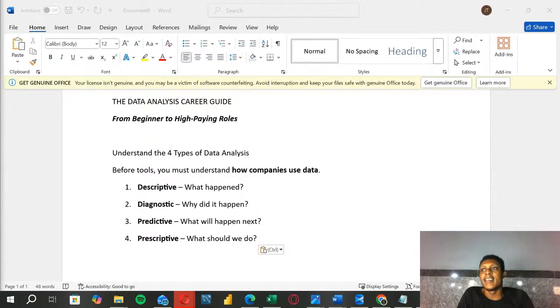Like I said, the first one, the descriptive analysis, what happened; the diagnostic analysis, why did it happen; the predictive analysis, what will happen next; then the prescriptive analysis, what should we do. So we are taking this stage by stage, level by level. Are we together? We're going to be taking it level by level. So in this section, if you have questions, you can drop them in the comment section.